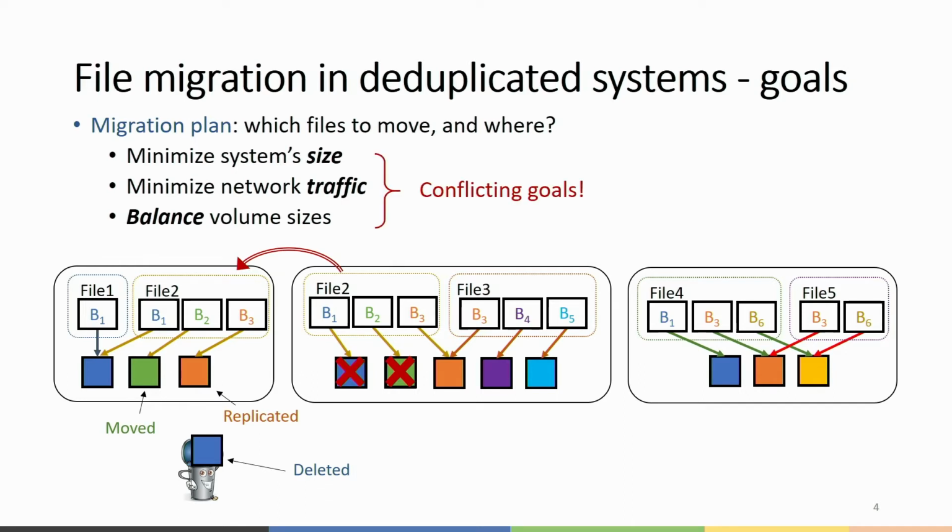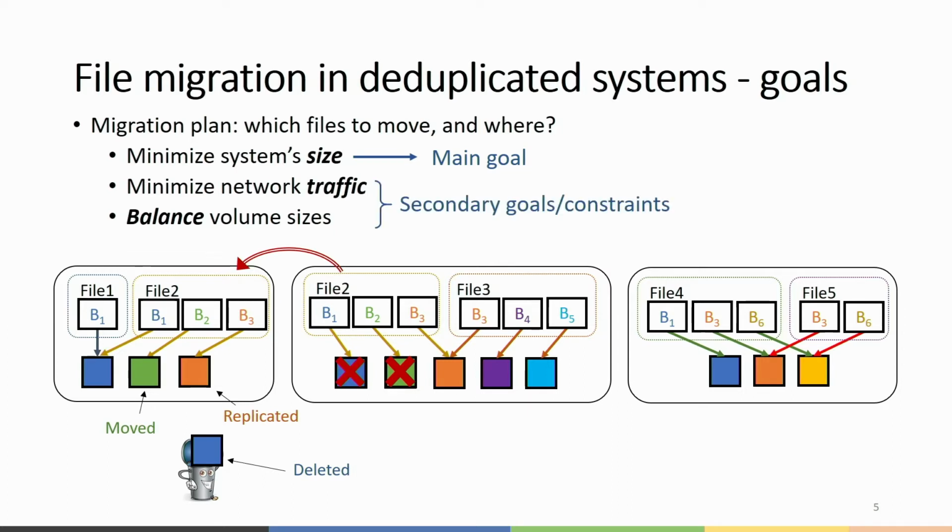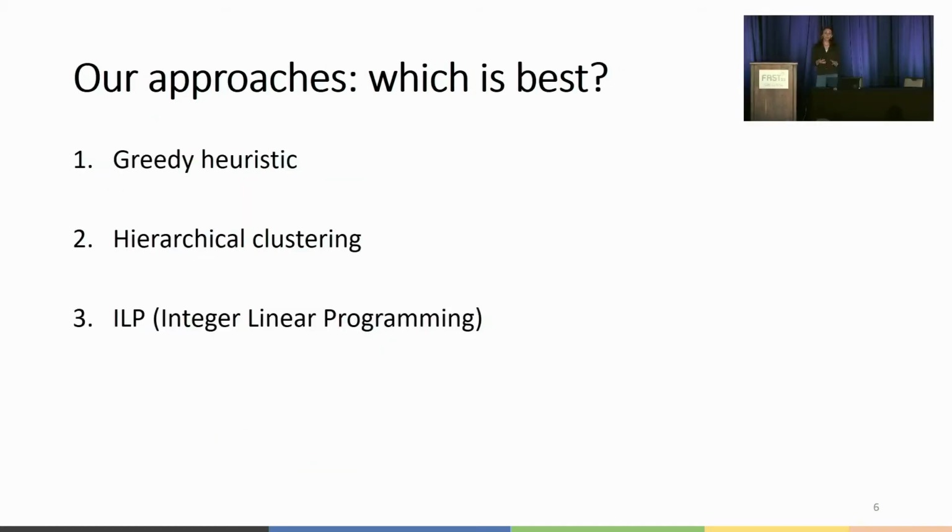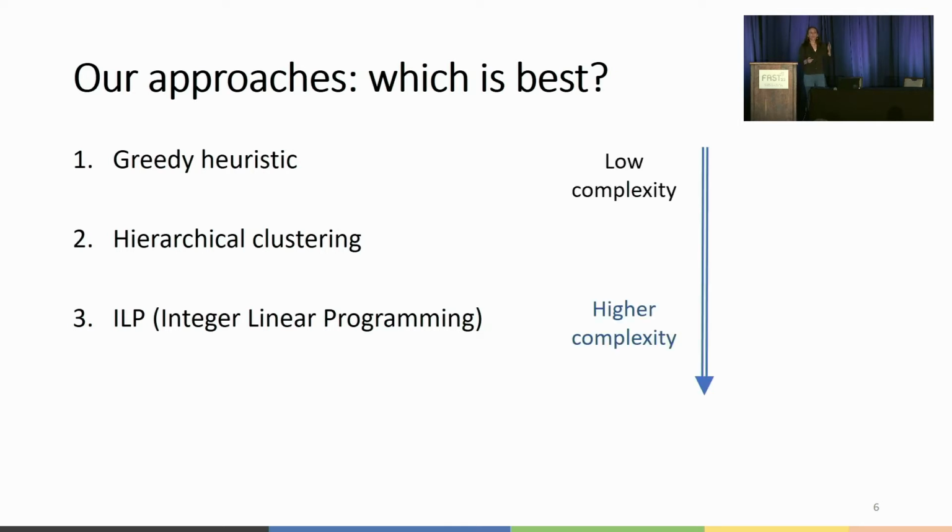So just as I explained, these are conflicting goals. We can't really have all of them. And the way we go about it in our study is we keep the system size as our main goal, and we refer to the second two as secondary goals and sometimes even as constraints. I'll tell you all about it in a minute. So in this study, we present three approaches. I'll explain them soon, but basically we start from a very simple greedy heuristic to a more complicated clustering approach, and then to the full-scale integer linear programming approach. They're listed here in order of complexity. And the question we're interested in is whether the increased complexity guarantees a better migration plan, a better solution.